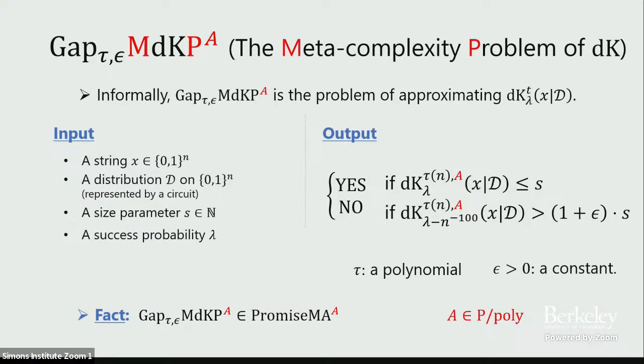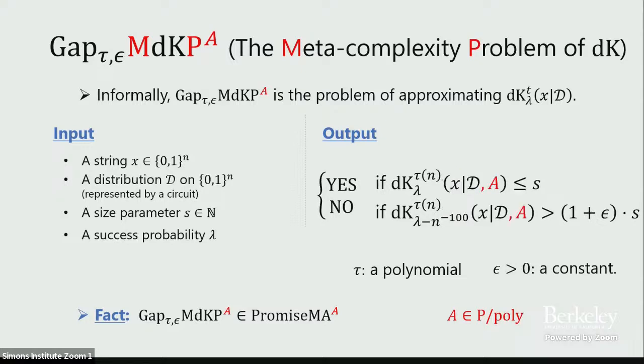For some technical reason, I needed to consider an oracle version of this problem, which I call MDKP to the A. We are going to consider oracles in P/poly. So you are given an efficient oracle, and you want to decide whether the distributional complexity with respect to the oracle A is small or not. Since A can be described by a polynomial-size circuit, you can think of this as deciding whether the distributional complexity of X given D and A is small or not. What we show is that if this problem is NP-hard, then we get a one-way function.